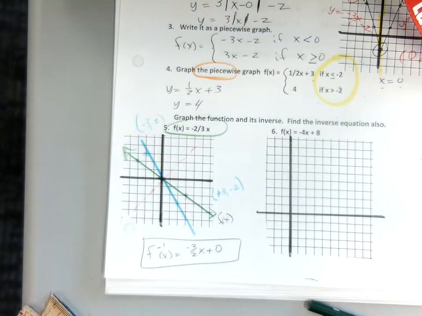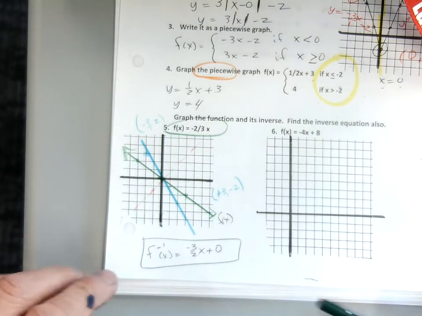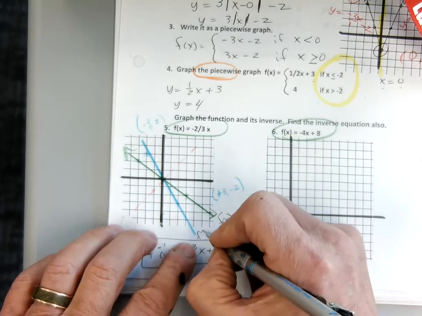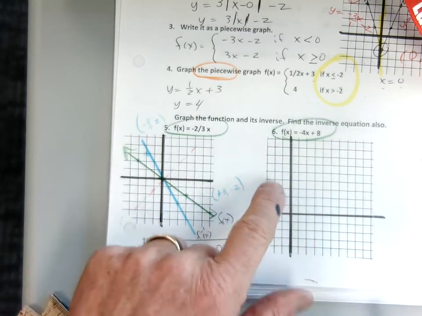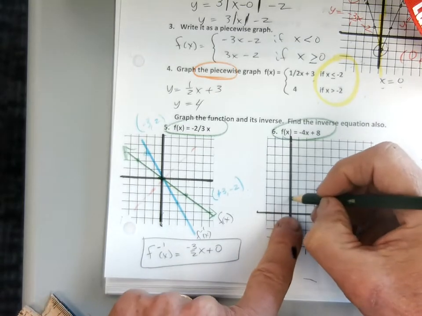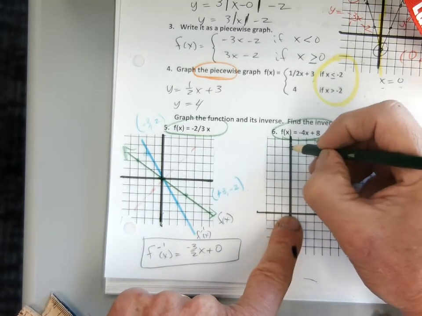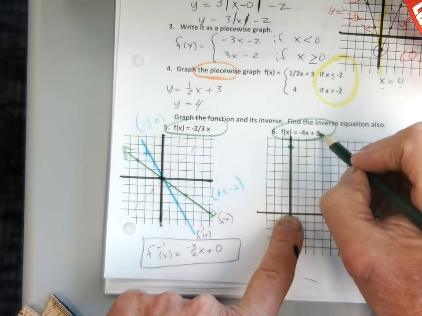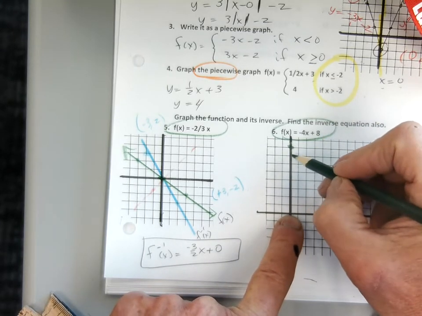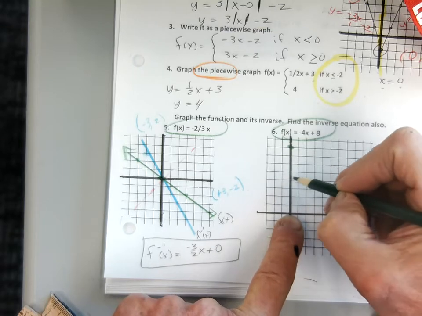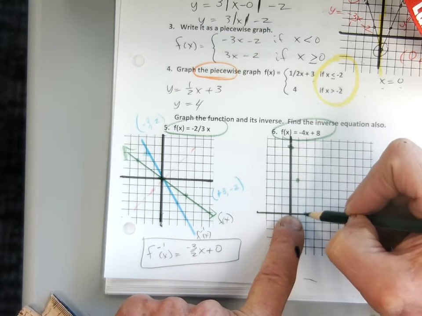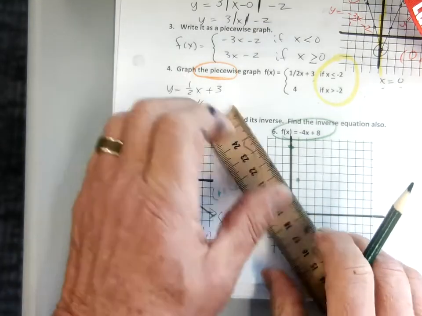Okay, number 6. Let's see. Let's start, and let's do this one in green. Let's put the function in here. We'll start at 8. 1, 2, 3, 4, 5, 6, 7, 8. That's my y-intercept. I'm going to go down 4. 1, 2, 3, 4 over 1. So there's my function.